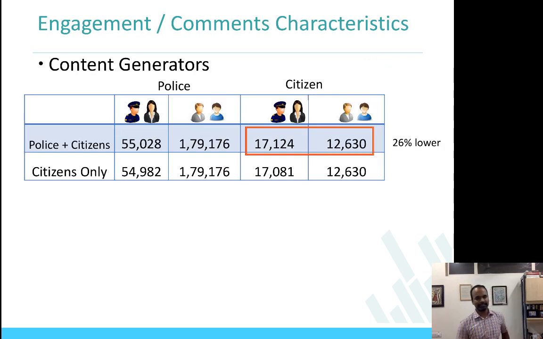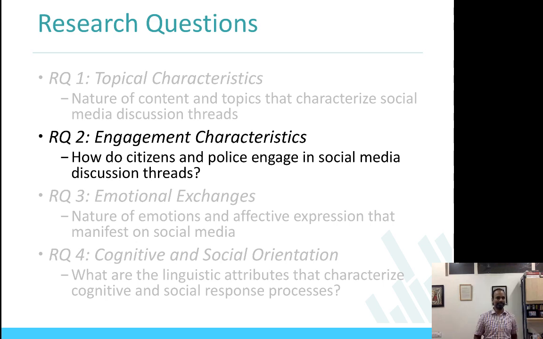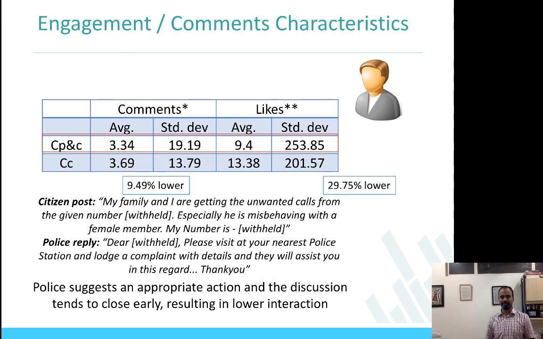So I hope that makes sense. The second question that we saw is engagement characteristics, how police and citizens are engaging. The conclusion you can see is that the average number of comments and average number of likes when police and citizens are there is actually lower than when only citizens are there. A simple reason could be that police can quickly close the loop of the discussion.